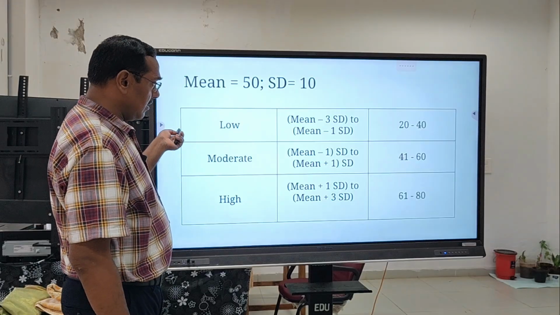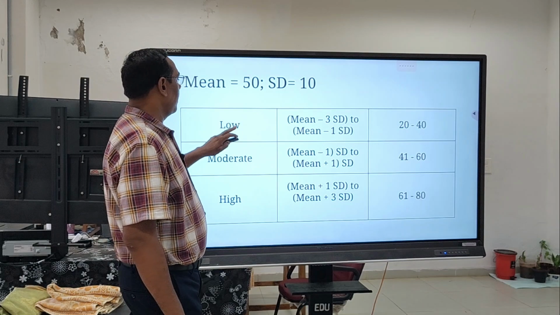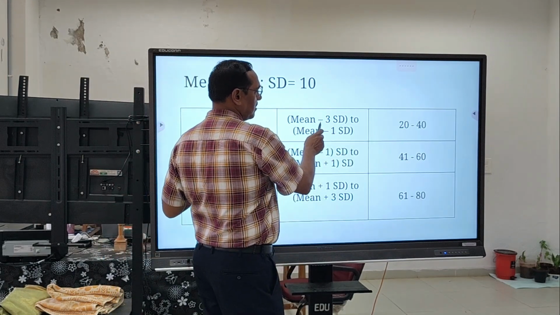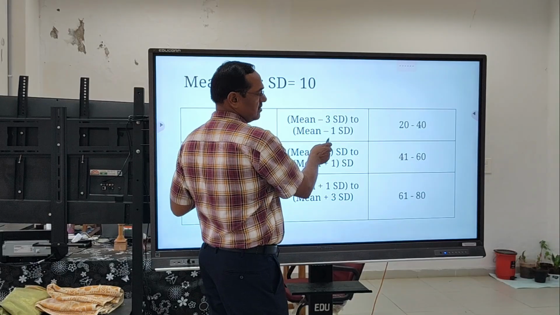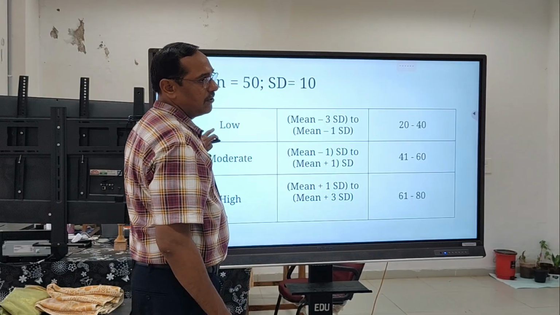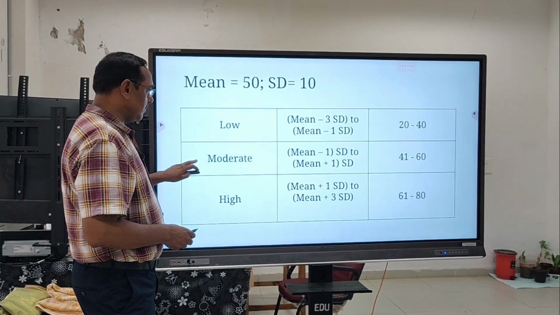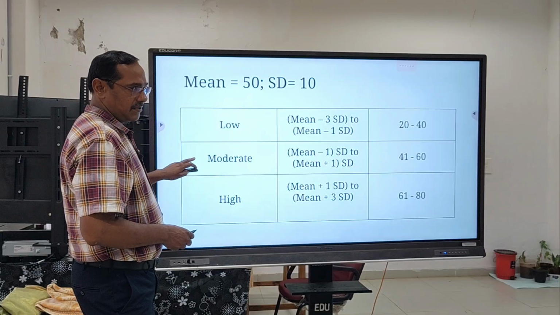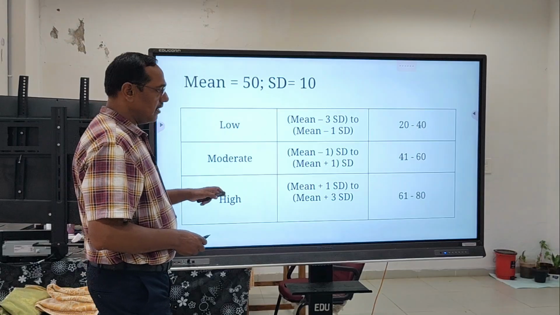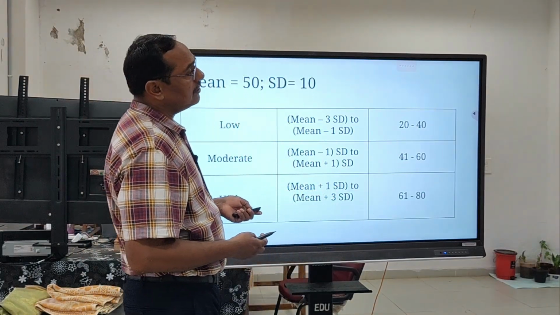So this is the real data taken from the scale, where the mean is this and the standard deviation is 10. Suppose 20 to 40 means mean minus 3 standard deviations to mean minus 1 standard deviation. The scores within this will be low. This is how we interpret. This is how the norms are. And this one is moderate. And this is high. If they are getting around 70, they are in high. So this is how we fix norms for the scale.